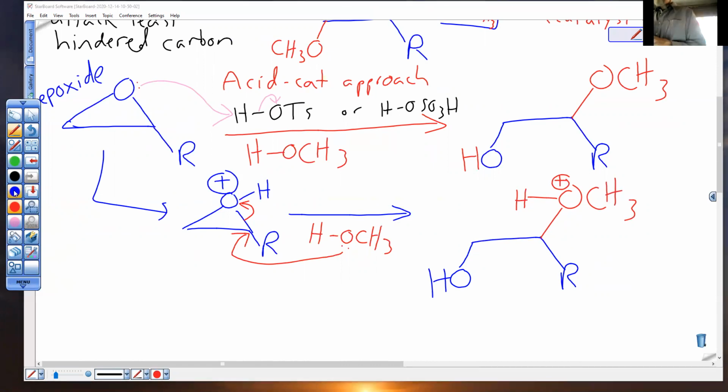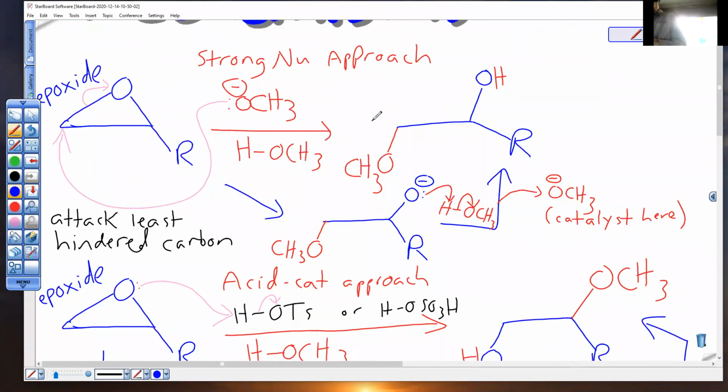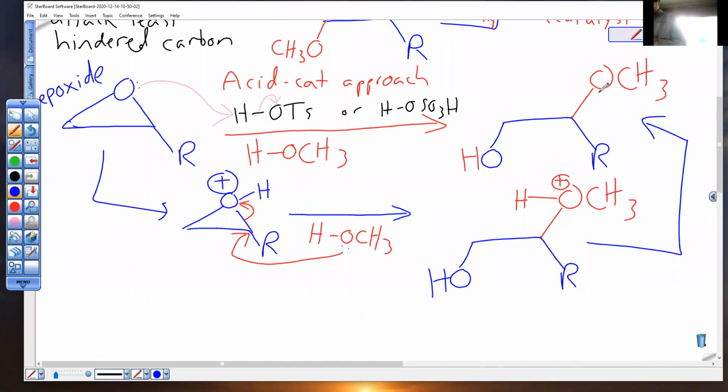And what's going to take that H off and make our lovely vicinal hydroxy ether? That's what we got. Vicinal hydroxy ether. How's that? In fact, that was up here too. Vicinal hydroxy ether and vicinal hydroxy ether. What's going to make it? Well, the only thing we have available to remove the proton is methanol. Please use it.